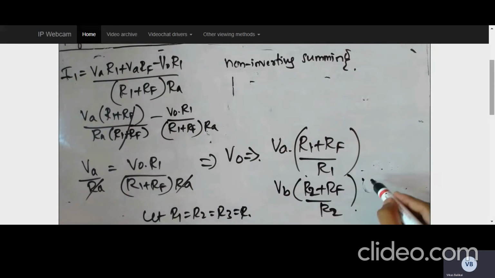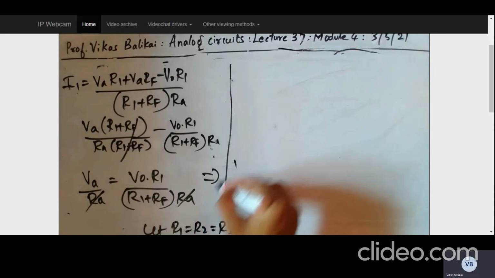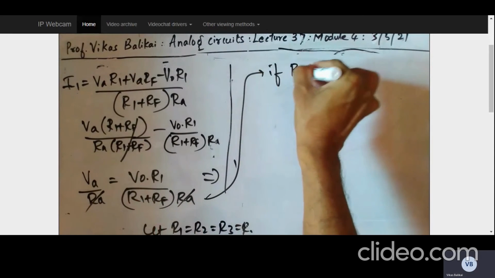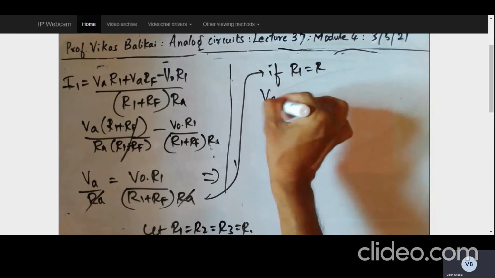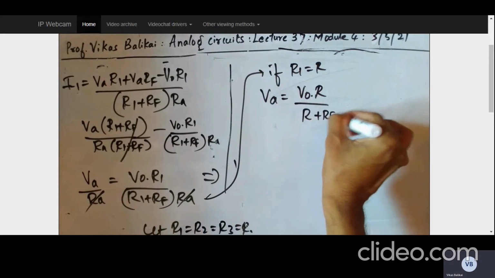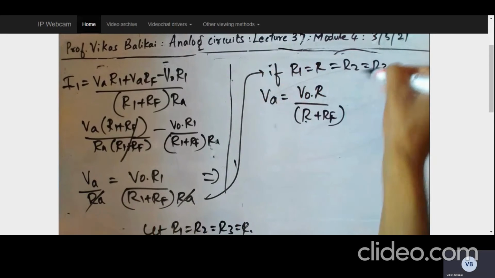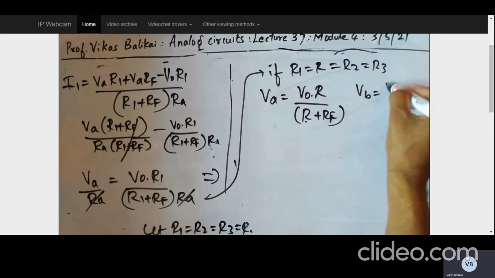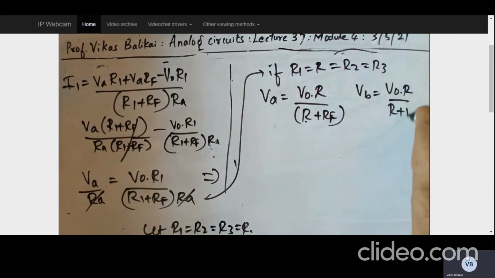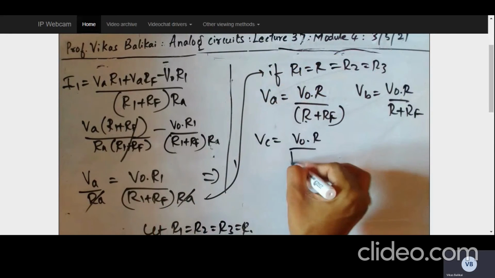VC will be in terms of R3. So let me express. Now we have VA is equal to V0 R1 divided by R1 plus RF. So from here, if R1 equal to R, then VA will be V0 R divided by R plus RF. Similarly, if all are equal to R, then VB will be V0 R by R plus RF. VC also will be V0 times R divided by R plus RF.